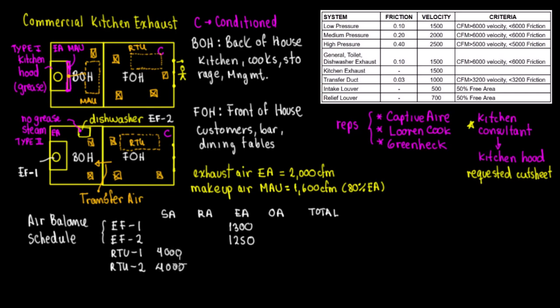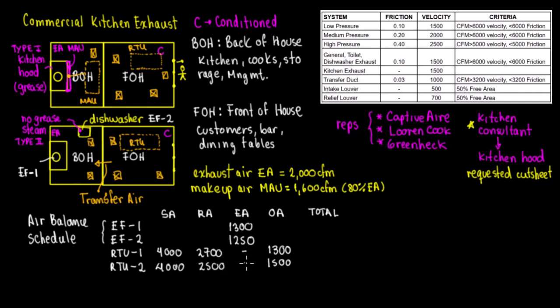So then we say that my outside air, I'm bringing 1,300. All right, and then in here, I'm bringing 1,500. So therefore, my return air, how much would it be? Return air is going to be 4,000 minus 1,300. That's going to be 2,700. Okay, and then the other one is going to be 2,500 return air.